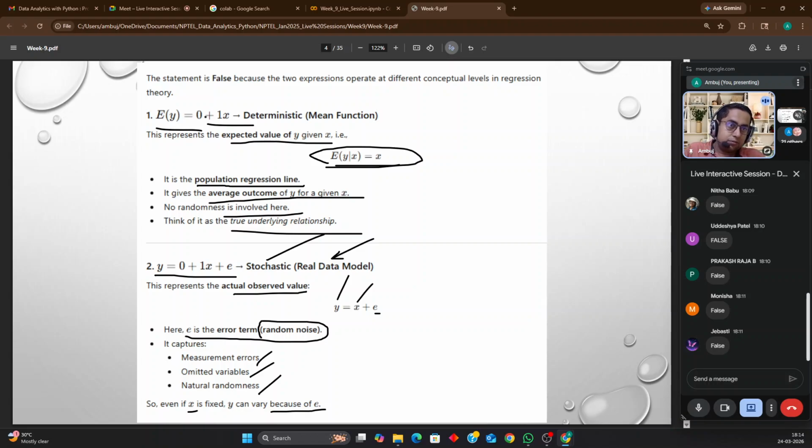That is the difference between the two equations: y is equal to 0 plus 1x plus e, and expected value of y equal to 0 plus 1x. These are the two given equations. So the difference is, first of all, in the first equation you are calculating the expected value. In the second equation you are just modeling y with respect to x, and you are adding another term, which is the error term. This difference you have to know.